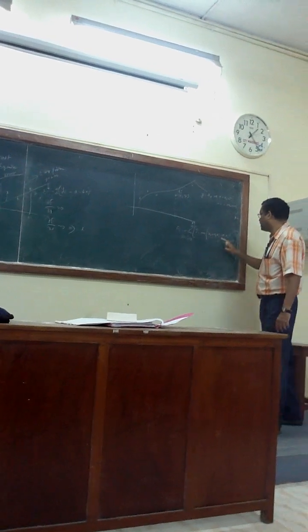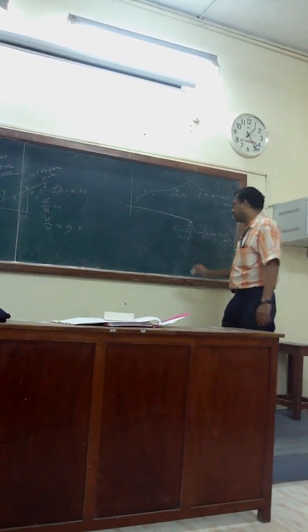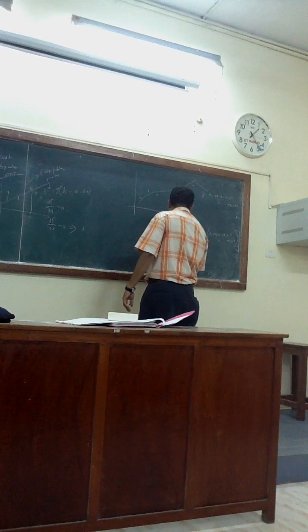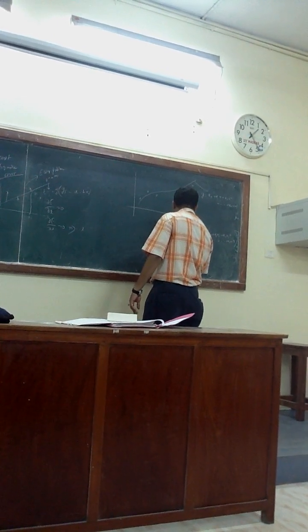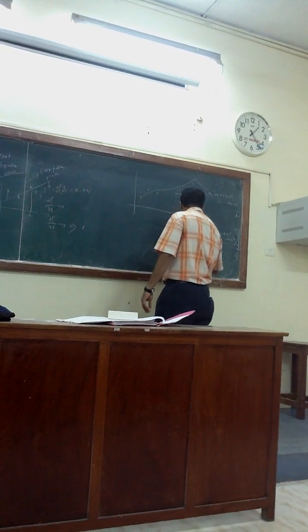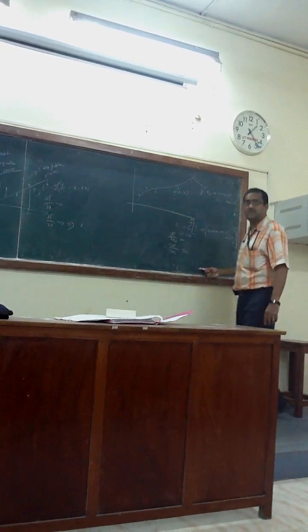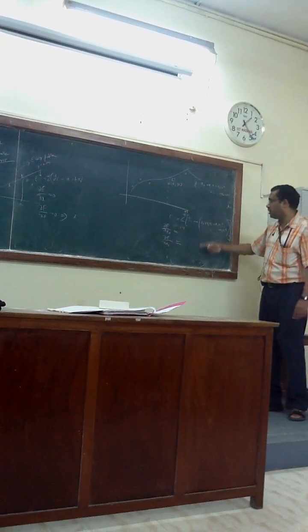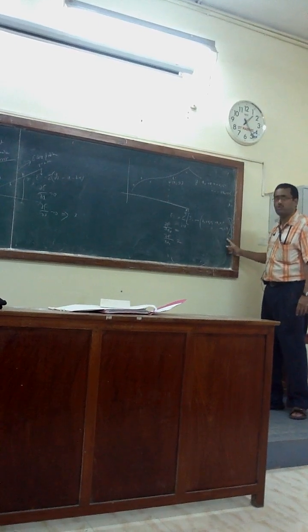How to find out a0, a1, a2, up to an? Set dou E by dou a0 equals 0, dou E by dou a1 equals 0, and so on. You will get a set of linear equations. If you solve it, you get a0, a1, a2, up to an.